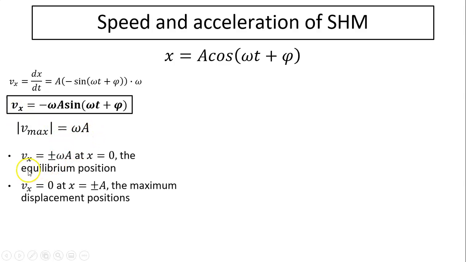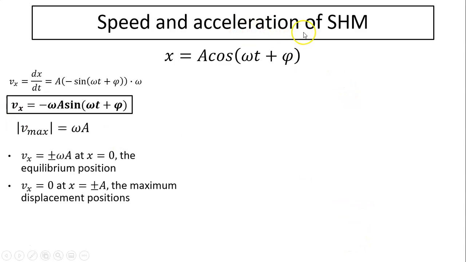Where does this happen? This happens at the equilibrium position. You can imagine it right in the middle. That's when the object moves fastest. It can go either to the right, positive, or to the left, negative. When is v equal to 0? V equals 0 when this sine part equals 0. That happens at the ends, the maximum displacement positions, which can be most negative or most positive.